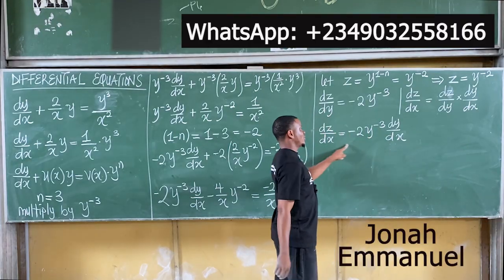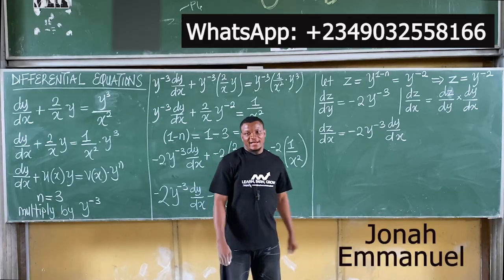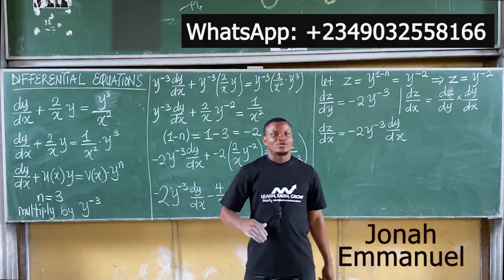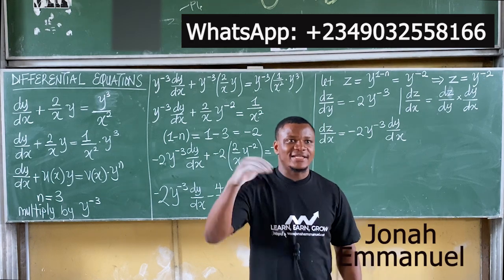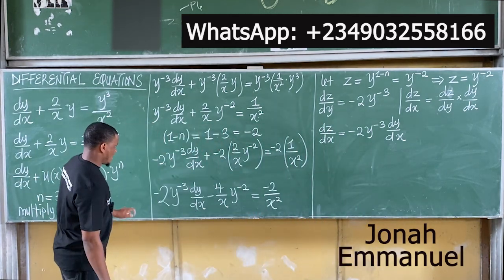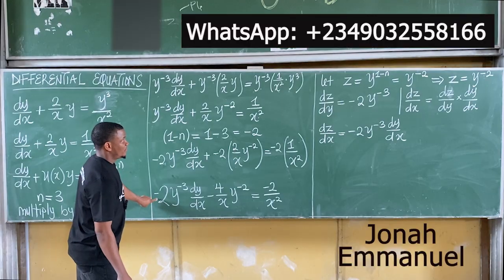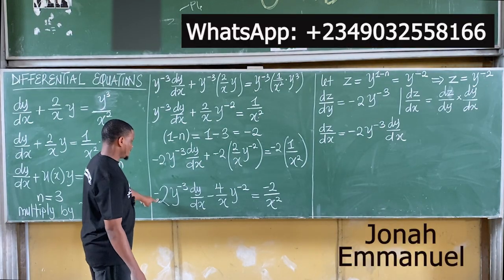This is the expression for dz dx. Look at the next step there. The next step says we should substitute the value of z and dz dx into your previous equation, equation 2, which is this one here. Put the value of z and dz dx into this equation here.